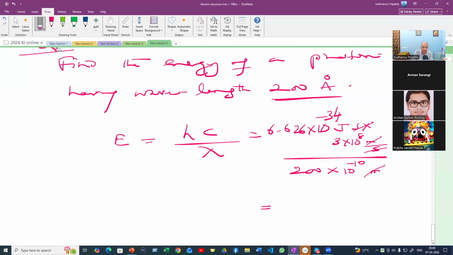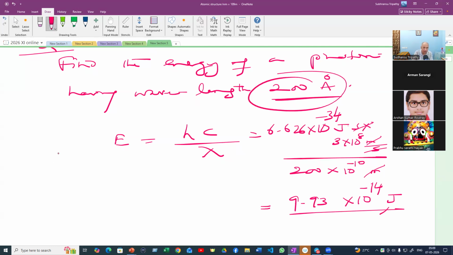I wrote it by mistake. So what is the value? 9.93 into 10 to the power minus 14 joules. So this is the value of the energy of one single photon of this radiation.